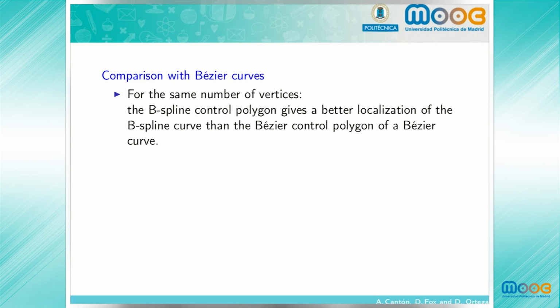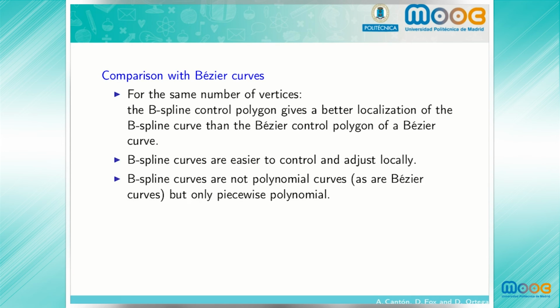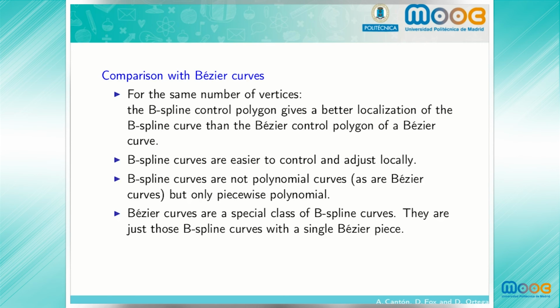When compared with Bezier curves, for the same number of vertices, the B-spline control polygon gives a better localization of the B-spline curve than the Bezier control polygon of a Bezier curve. B-spline curves are easier to control and adjust locally. B-spline curves are not polynomial curves, as Bezier curves are, but only piecewise polynomial. Bezier curves are a special class of B-spline curves. They are just those B-spline curves with just a single Bezier piece.